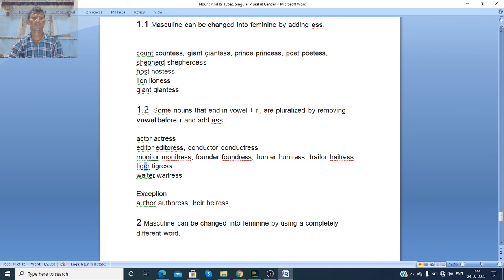Waiter has become waitress. It also has some exceptions, like author, which ends in O vowel and then R, but we add ess and don't delete the O. Author will become authoress. Here, heir will become heiress.